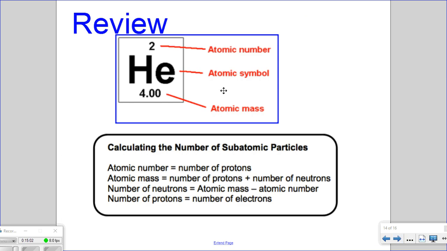Just to review, the three key bits of information you need when looking at the periodic table are the atomic symbol, so you need to know what symbol refers to what element, the atomic number, and the atomic mass. This portion here just summarizes the calculations that we talked about.